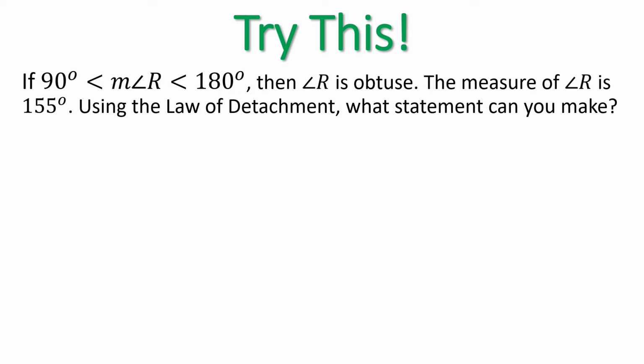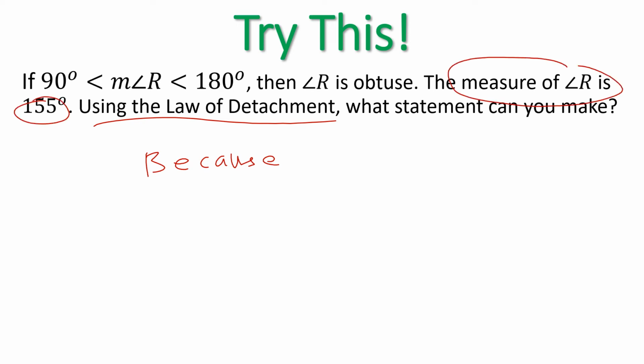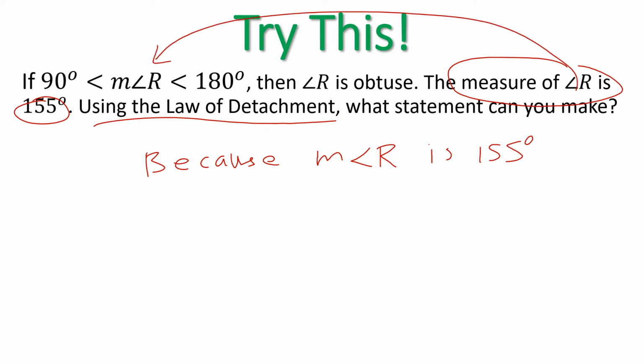Okay, so for this particular example, we're going to use the law of detachment just like before. So because, we'll start with that as well. Now, we're being told that the measure of angle R is 155. So that's what we're going to start with. So because the measure of angle R is 155, we know that satisfies this hypothesis.